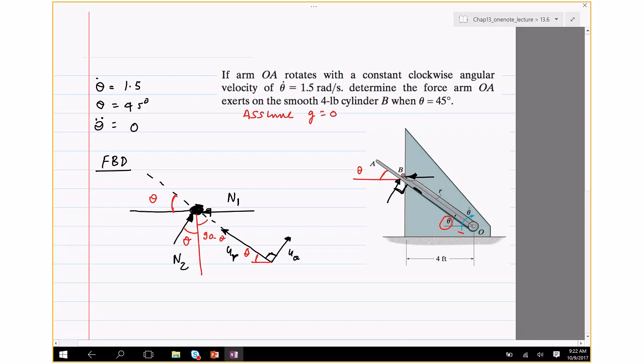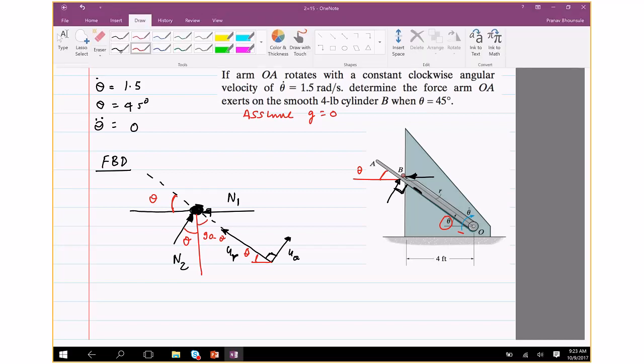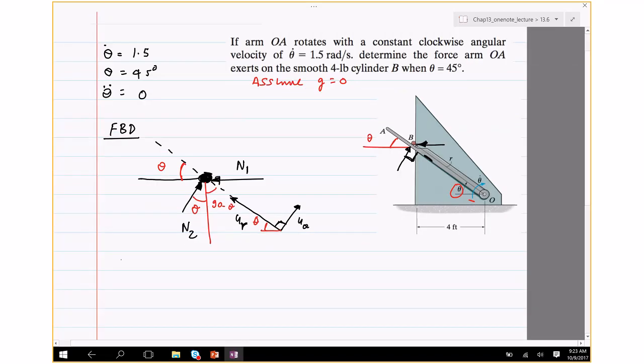Right, because N2 is normal, so N2 and UR are at right angles to each other. So now I can start writing the equations of motion. Okay, it's good to think about what I'm interested in. Well, I'm interested in N2. I'm going to find the force arm OA exerts on the smooth 4 lb cylinder. Right, that's N2. So I'm interested in finding N2.